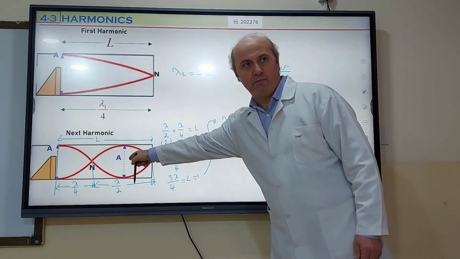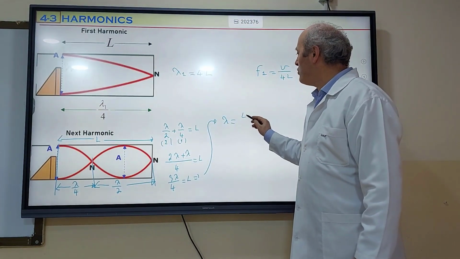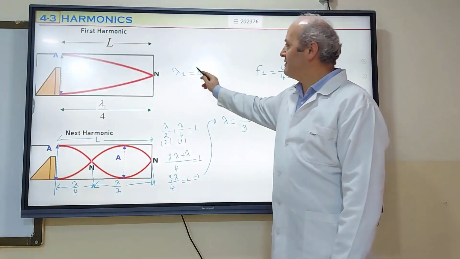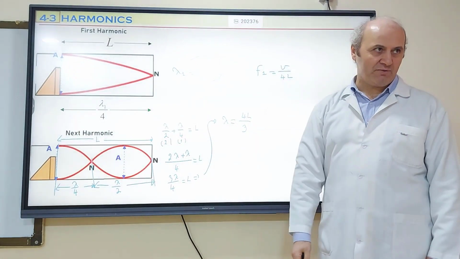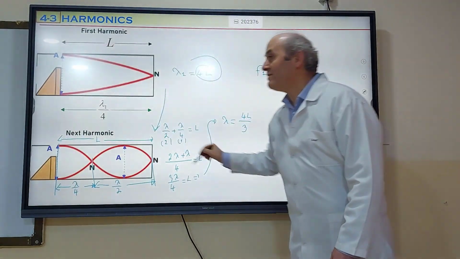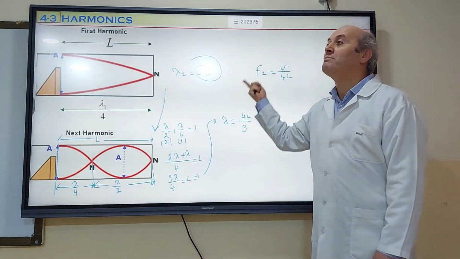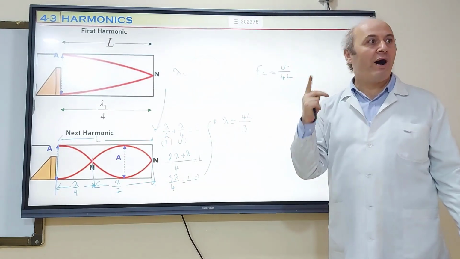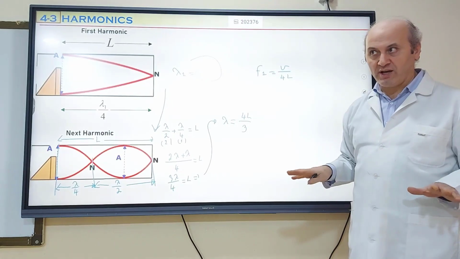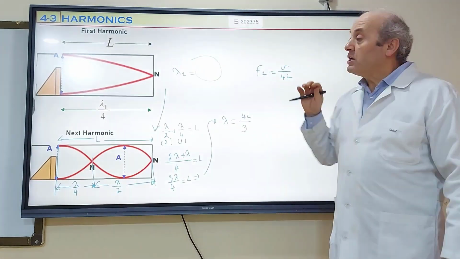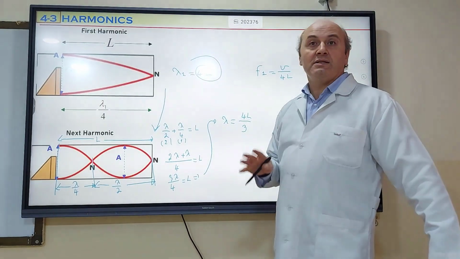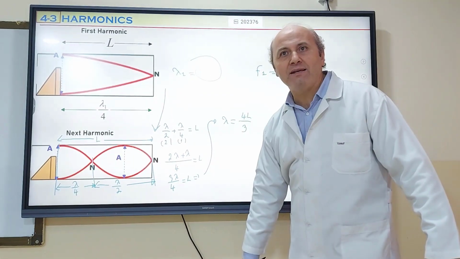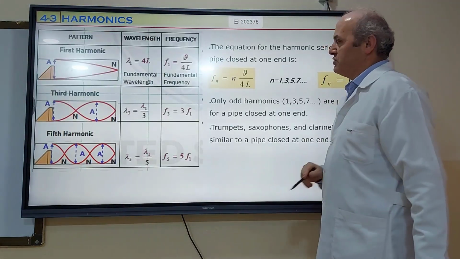Lambda for this harmonic is equal to 4L over 3. 4L is the fundamental wavelength, first harmonic's wavelength. Next harmonic's wavelength is 4L divided by 3, lambda 1 over 3. Oh, 3, not 2. We jumped from 1 to 3rd. No second. That's why in a closed one-end pipe, we are going to say that only odd harmonics are present. One more loop added, it's going to be 5. One more loop added, it's going to be 7.